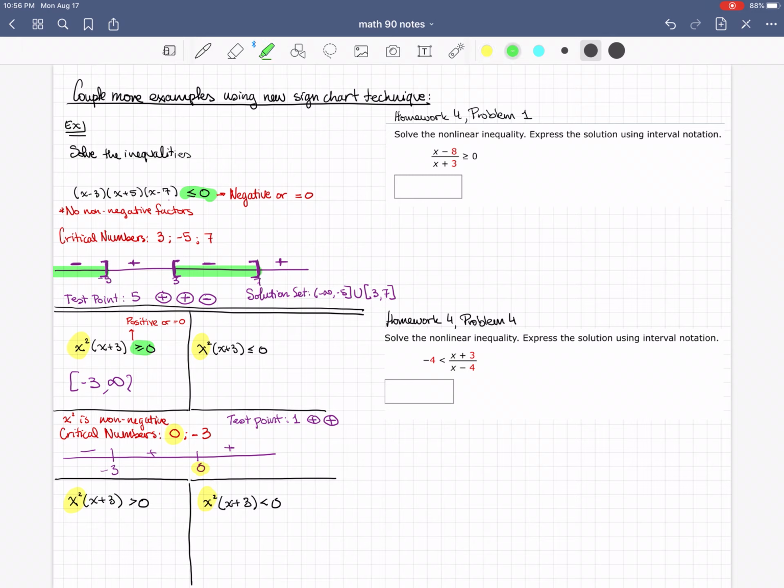Okay, let's look at the top right-hand inequality. We want x squared times x plus 3 to be less than or equal to 0. Less than or equal to 0 means negative or equal to 0. Okay, well, we're negative here to the left of negative 3, but then we also want to allow being equal to 0. So we will include the negative 3. And since the expression is also equal to 0 when x is 0, we also include 0.